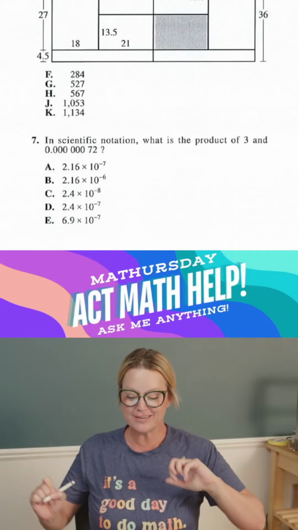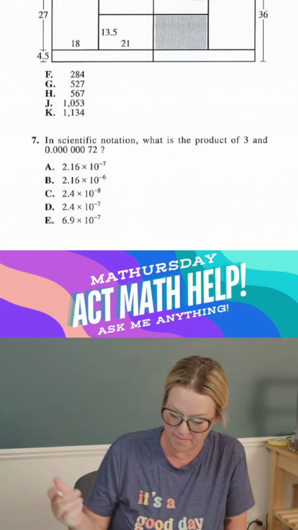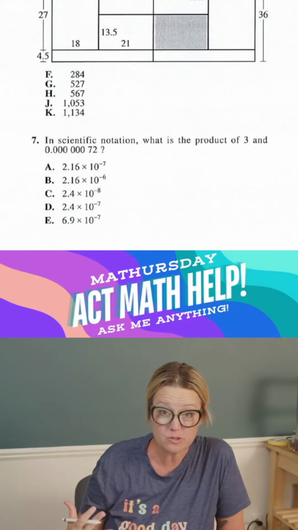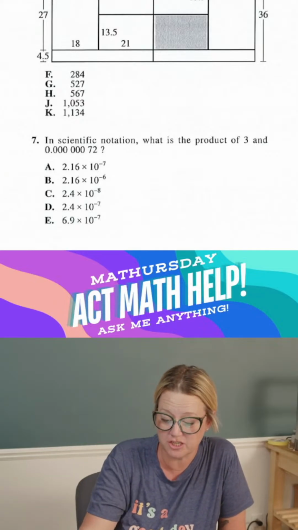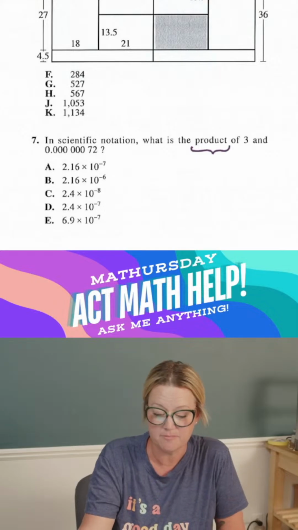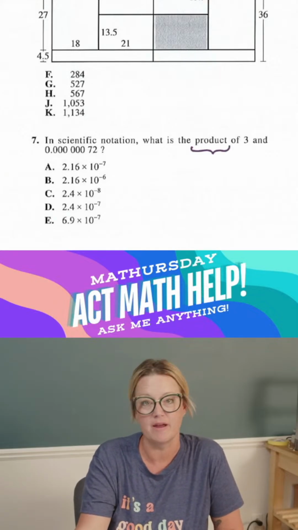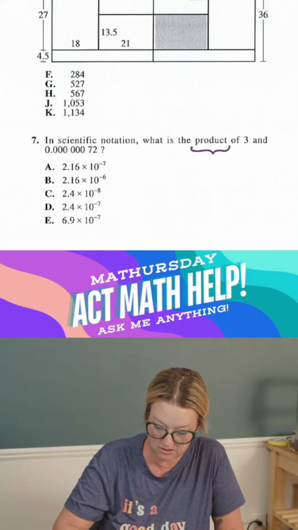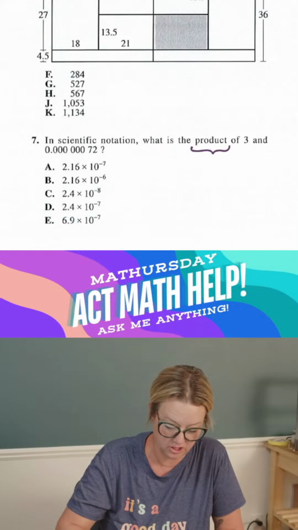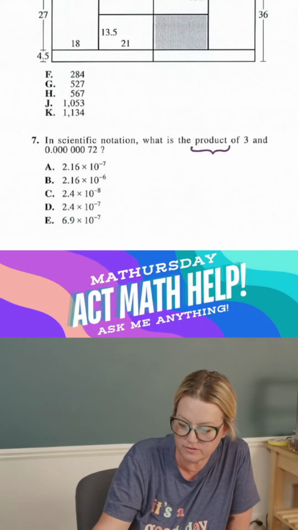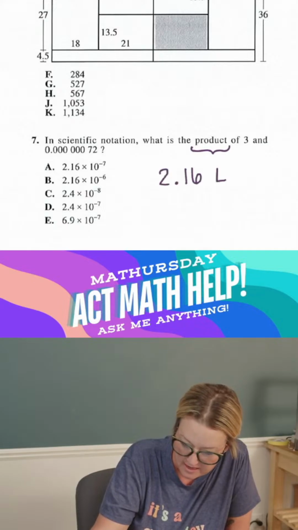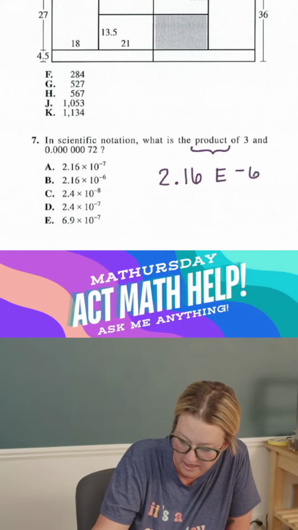Okay, so in scientific notation, what is the product of 3 and 0.0000072? So as somebody pointed out earlier, on this specific question, I would just multiply this. I would put this right into my calculator and I would do 3 times 0.0000072. It's going to put out something like 2.16 e negative 6, okay?